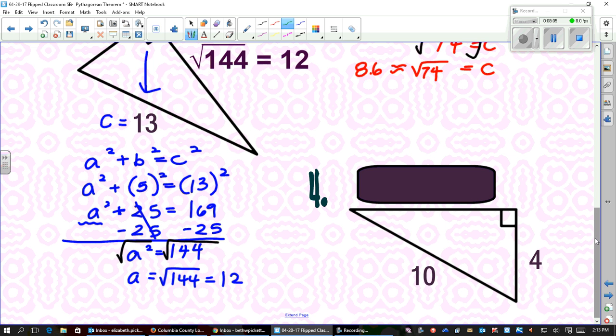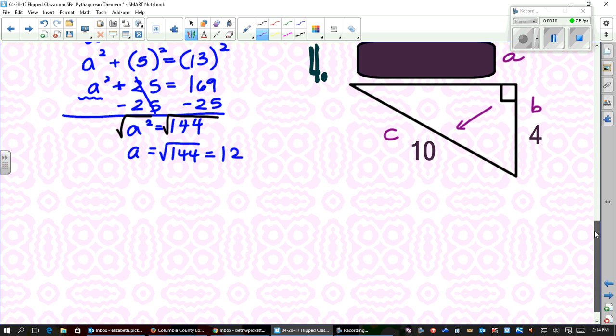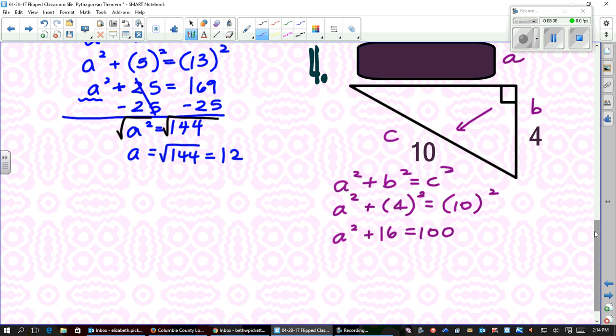Okay, number 4. Okay, hypotenuse is known. I like to make my unknown A. You don't have to. You can make it B. Most people tend to do a little better if they make the unknown the A. So A squared plus B squared equals C squared. A squared plus 4 squared equals 10 squared. A squared plus 16 equals 100.